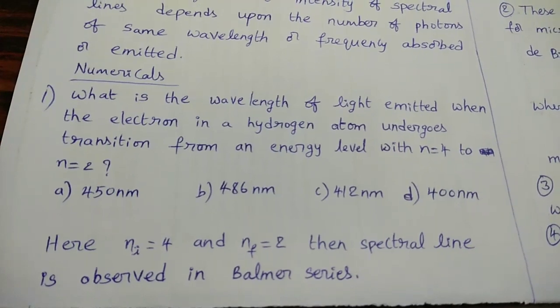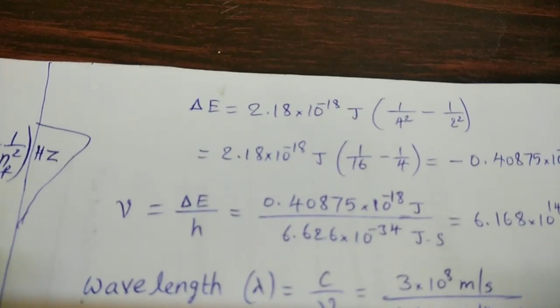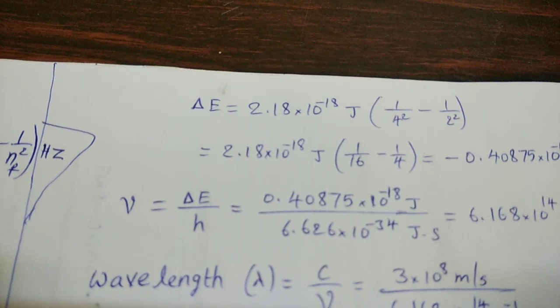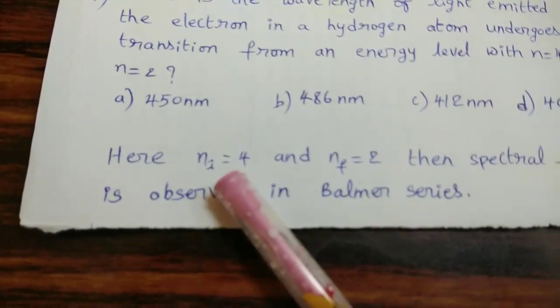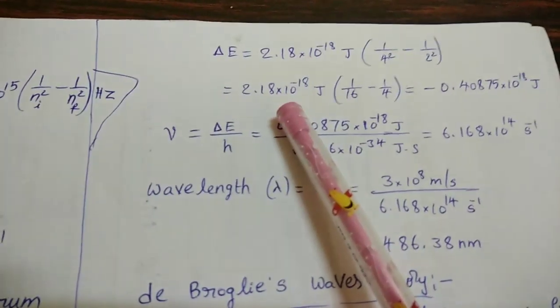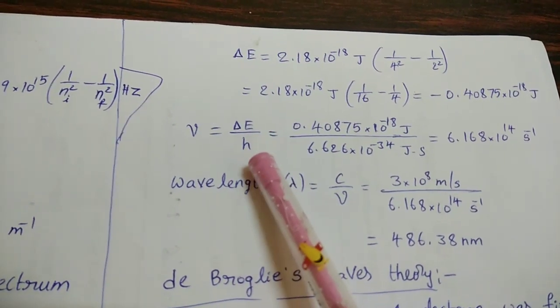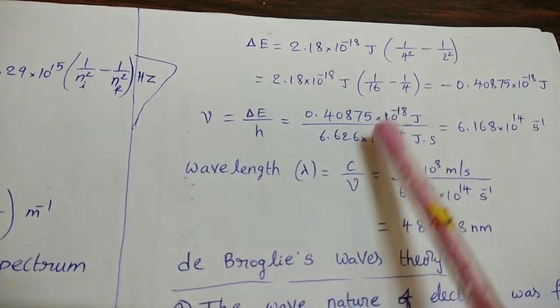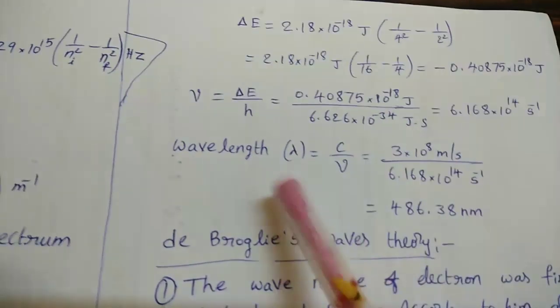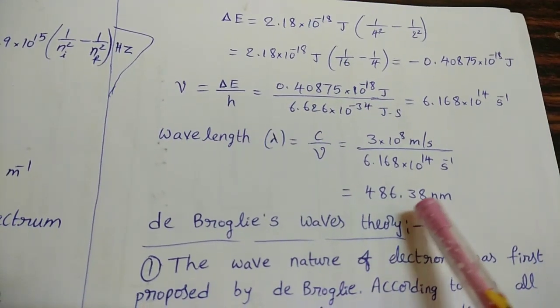Then the spectral line is observed in the Balmer series. The ΔE formula is this one: 2.18 into 10 power minus 18 joules into 1 by n_i squared minus 1 by n_f squared. Here n_i means 4, n_f means 2. So substitute the values, we can get this one. Frequency ν equals ΔE divided by h. So substitute this value here with Planck's constant, we can get frequency. Finally, wavelength we should calculate: λ equals c by ν. So substitute values, we can get that one.